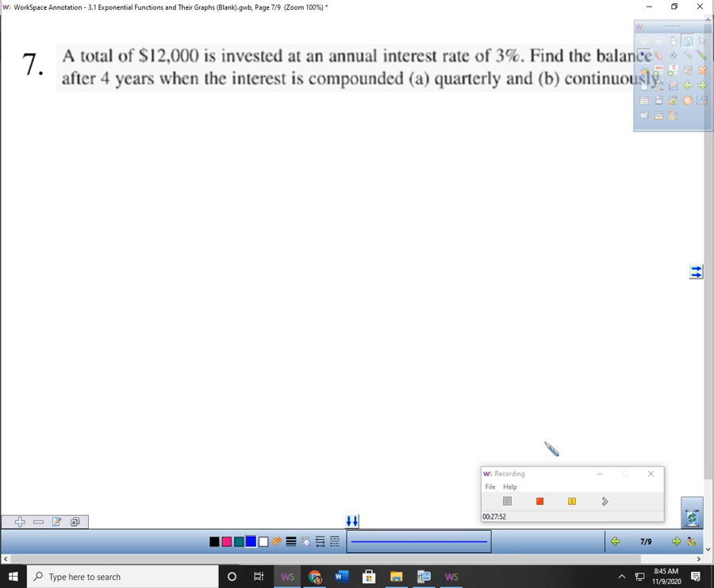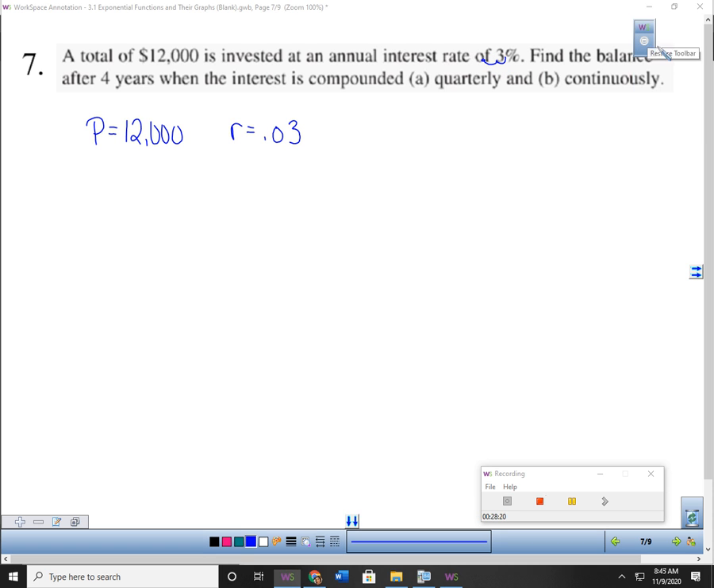Okay, number 7. A total of $12,000 is invested. Okay, so that would represent what part of our equation? P. So P is 12,000. I'm just going to make a list. Is invested at an annual interest rate of 3%. So my rate would be 0.03, right? Because if I take the 3 and move it, that's going to give me a 10 in front of that. Find the balance after 4 years, so time would be 4 years.